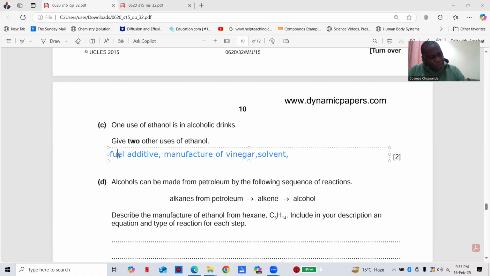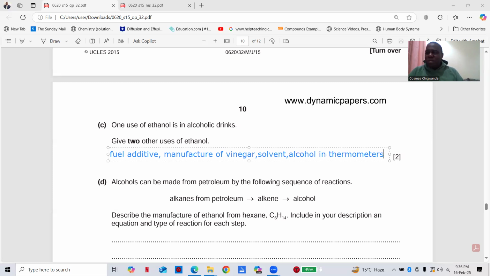Ethanol can also be used in thermometers. You see, there are some thermometers that contain alcohol. I'm not talking of modern digital thermometers, the traditional ones, which are liquid-filled thermometers. So ethanol can be used as the alcohol in thermometers. There are so many uses that we have here, plenty of uses, okay? But if they say two, and the word two is in bold, please give two.